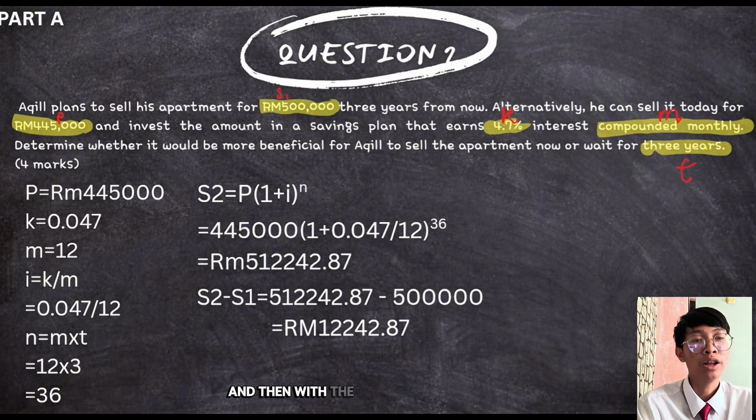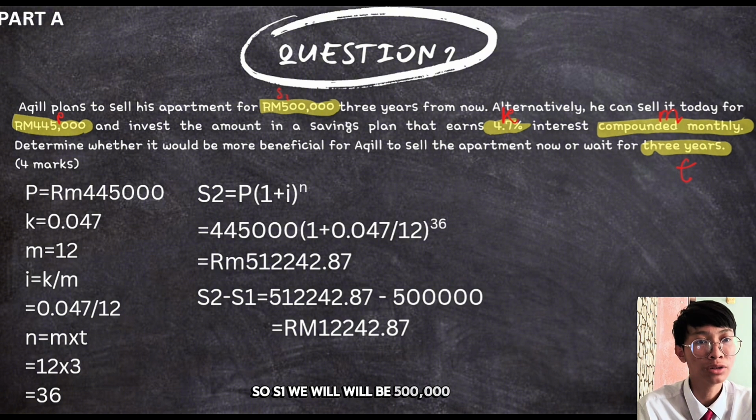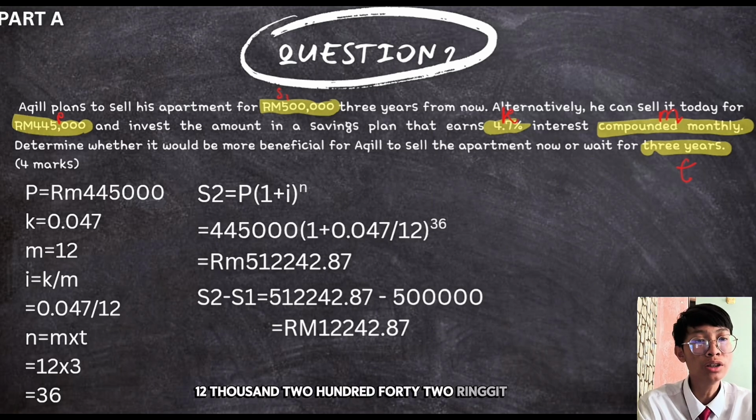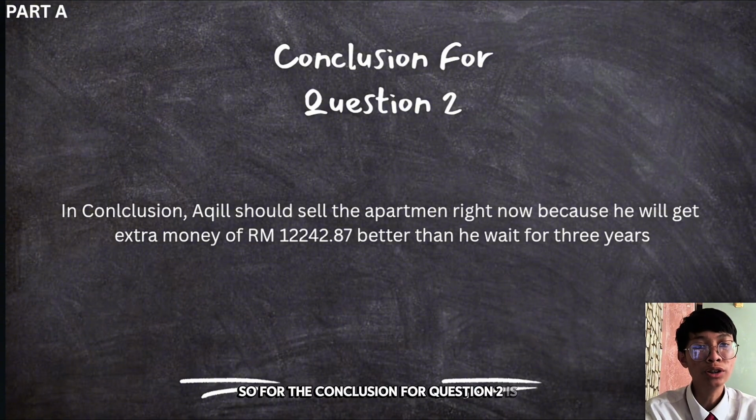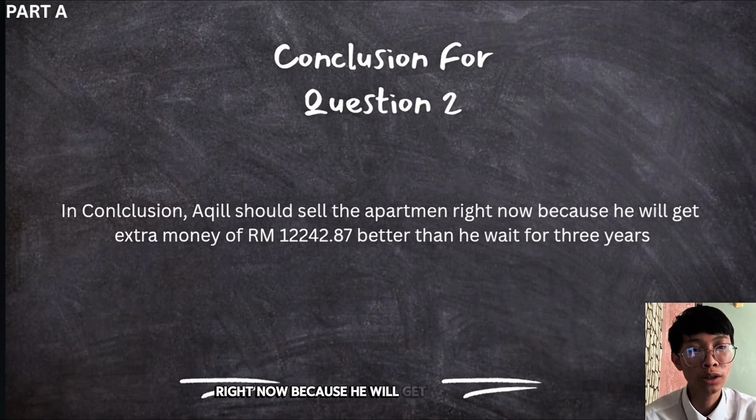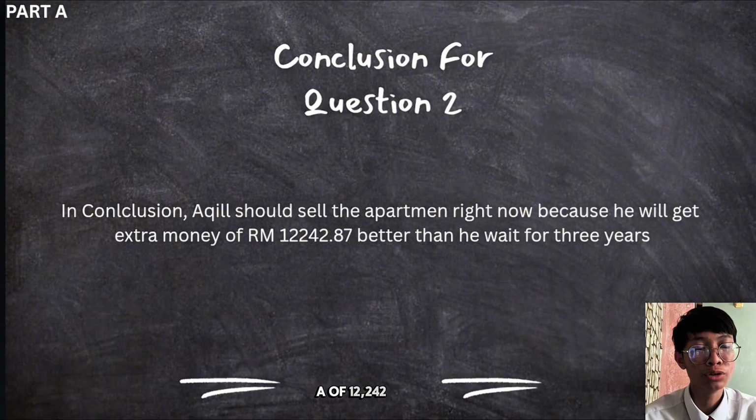And then with the S2 we need to minus S1. S1 will be 500,000 ringgit, and the total amount is 12,242 ringgit 87 cents. So the conclusion for question 2 is Akil should sell the apartment right now because he will get extra money of 12,242 ringgit 87 cents better than if he waits for 3 years.